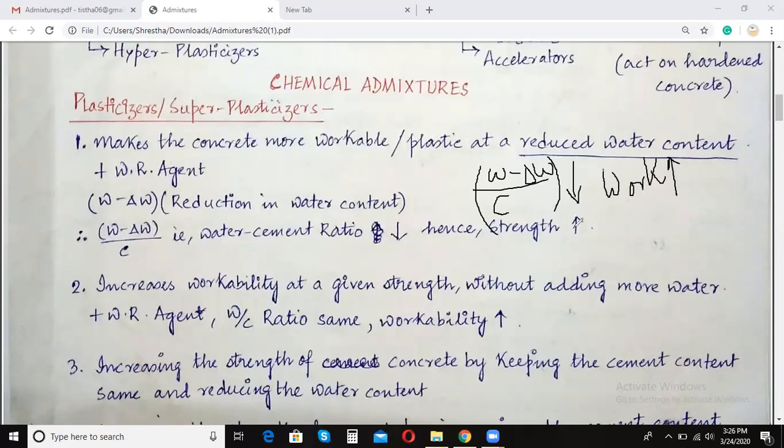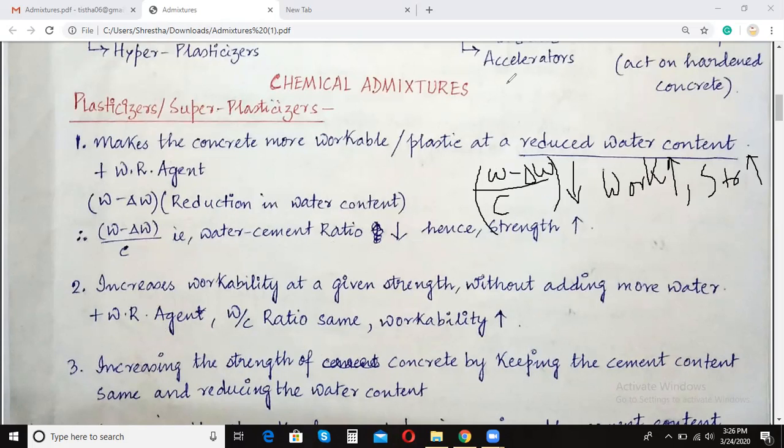And another very important point is that when water cement ratio is decreased, what happens? The overall strength of concrete is also increased, right? The strength of concrete increases whenever we are using less amount of water. So this is what the first point means.